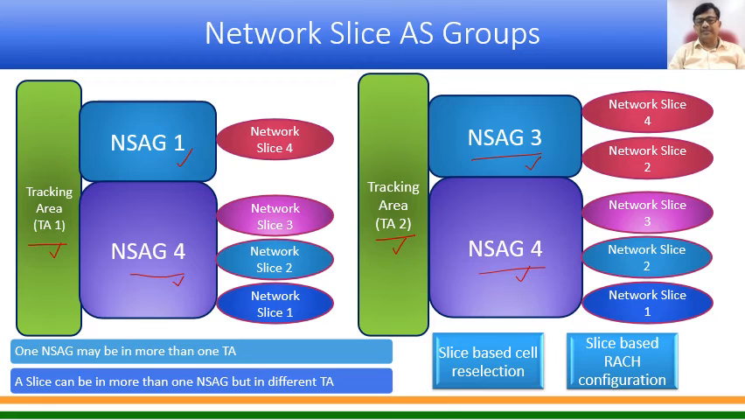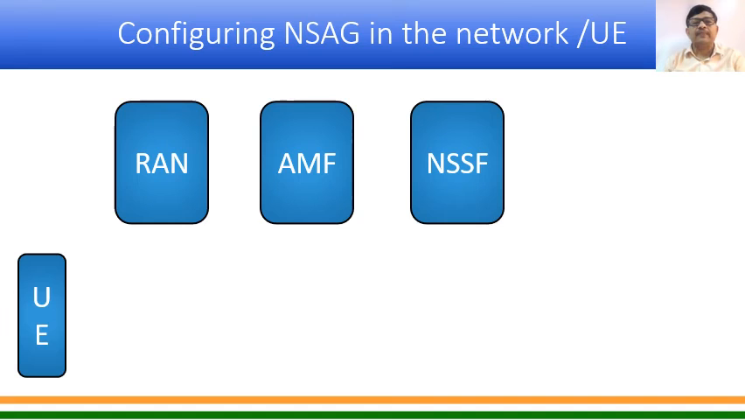The second concept is that one slice can be in more than one NSAG group but in different TAs. For example, this network slice 4 is in NSAG 1. This network slice 4 can be in another NSAG group but in another TA. So here, if you see, network slice 4 is also there in NSAG 3.